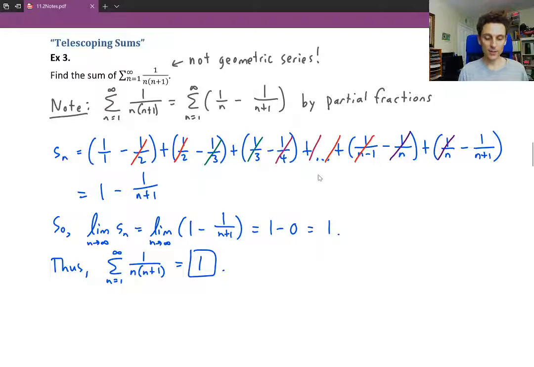So that's pretty cool. That's just a little technique for evaluating certain types of series. It's not going to handle all of them, and not even really most of them. It's just going to handle a select class of series.